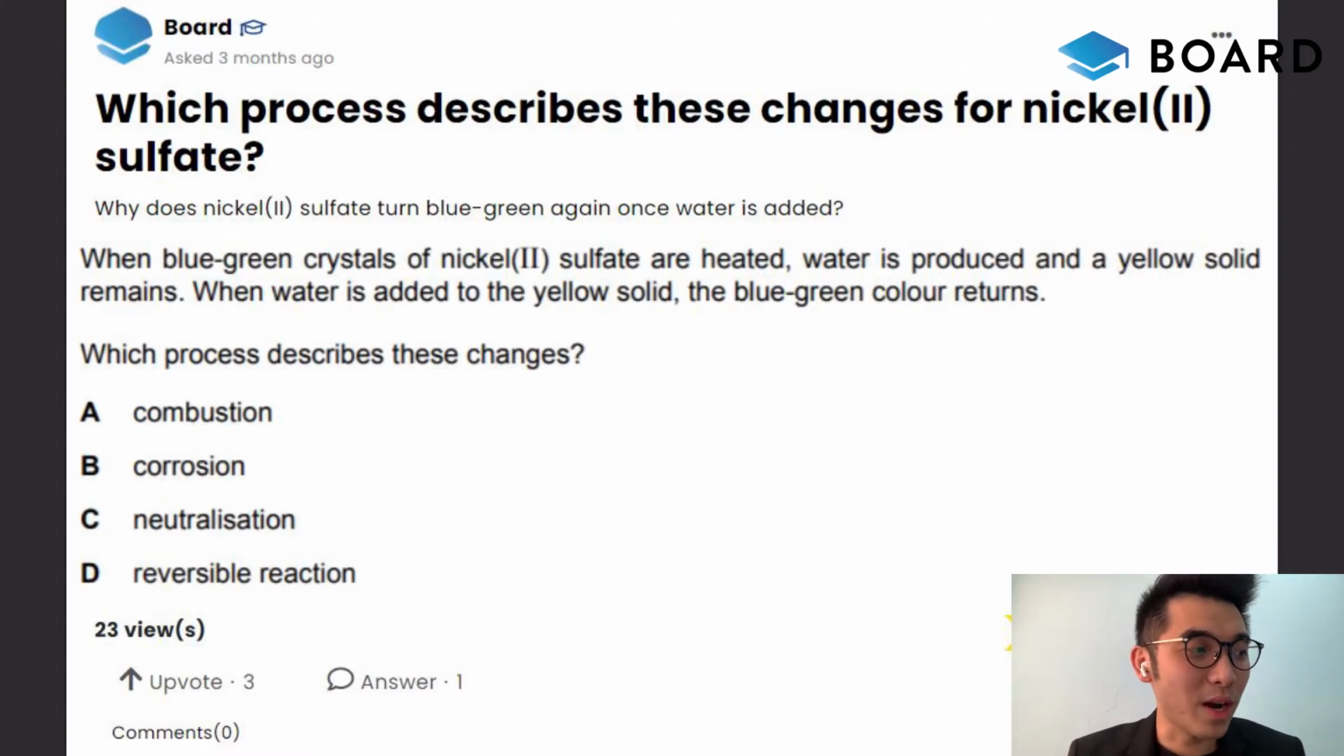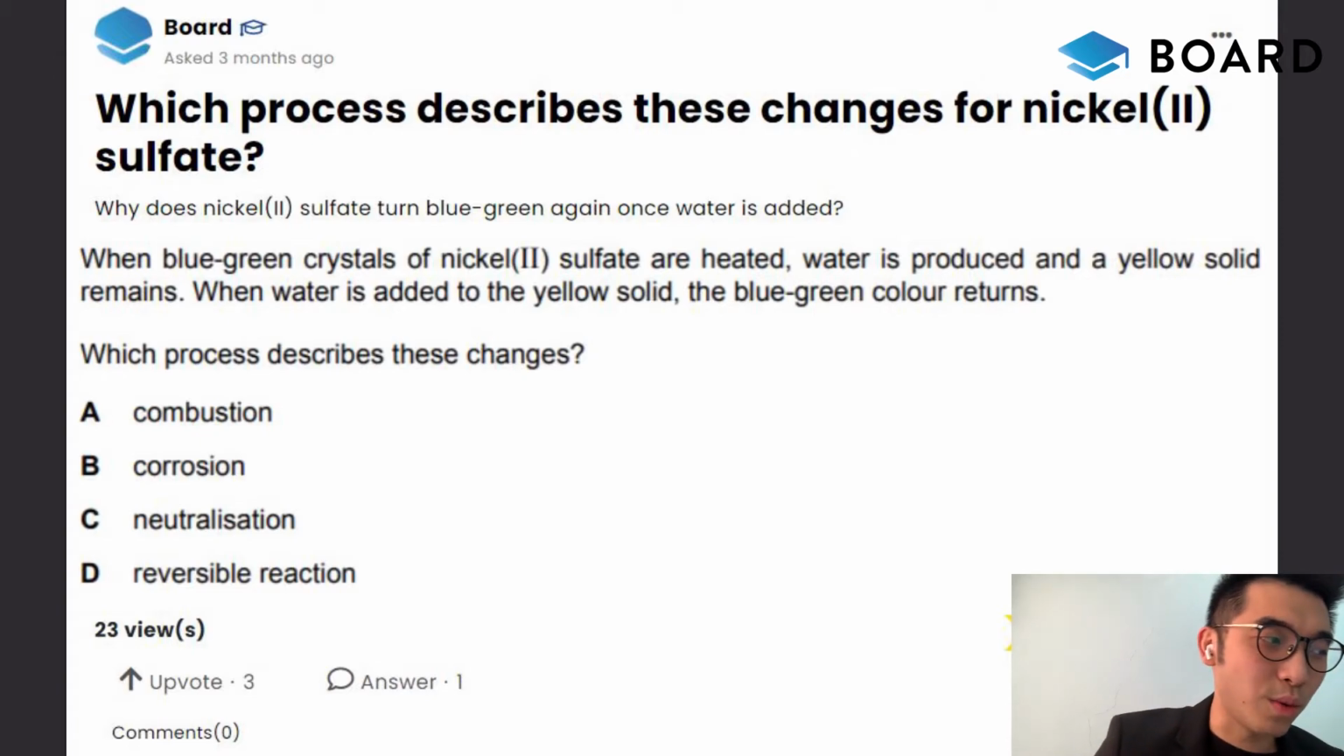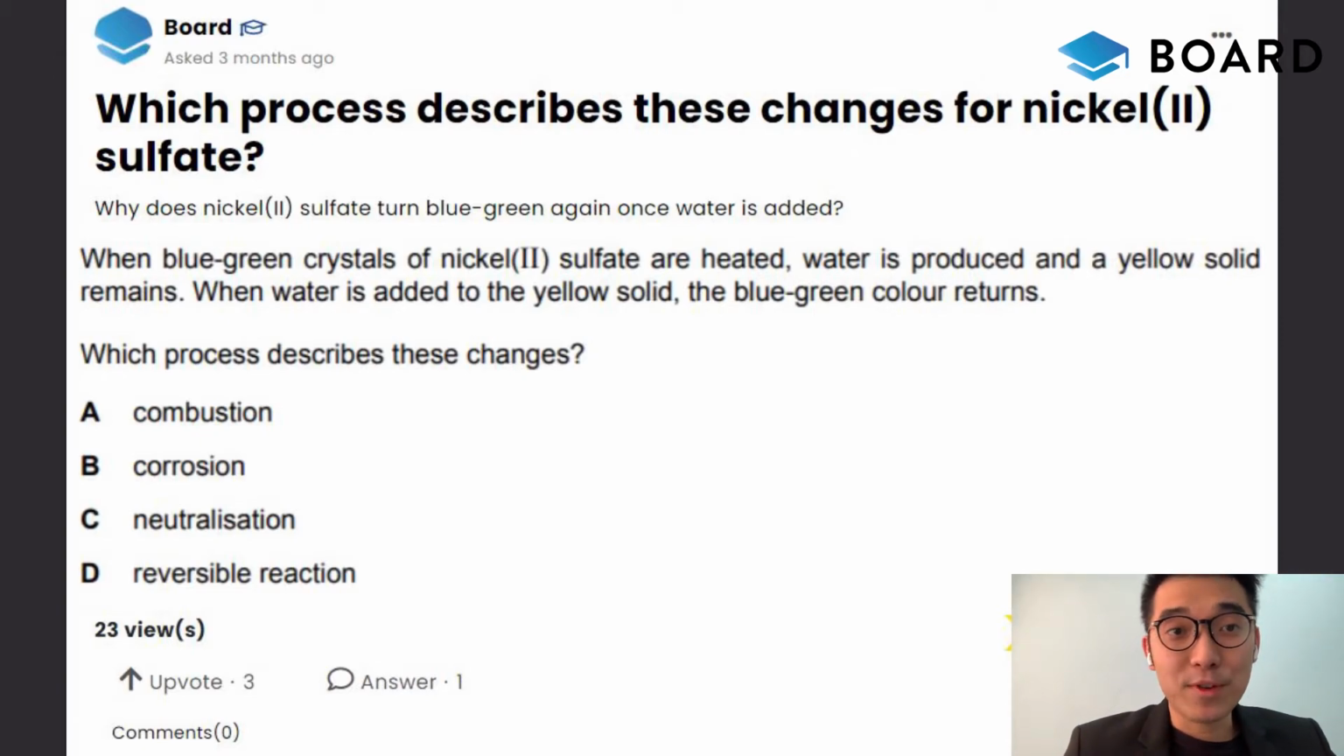Okay, combustion requires oxygen. It gives you a different product. More often than not, if you burn fuel, it gives you carbon dioxide and water, those are the two products you expect. Corrosion, neutralization, trust me, those are not the ones. So for this question, reversible reaction it is.